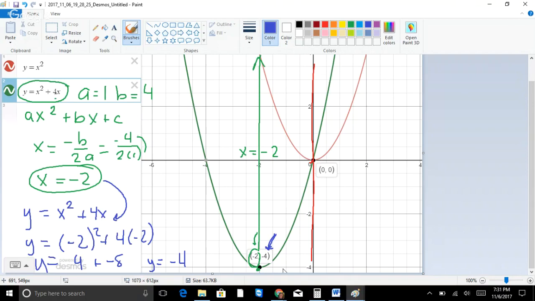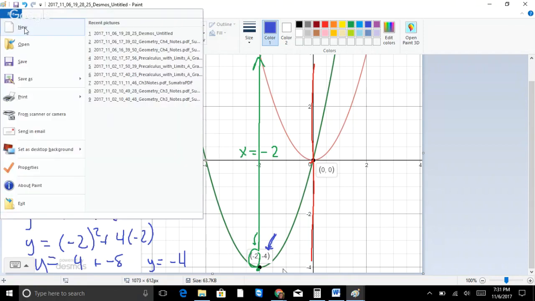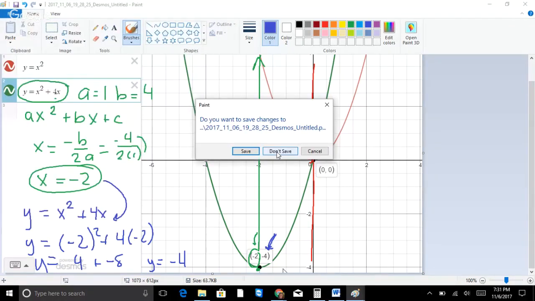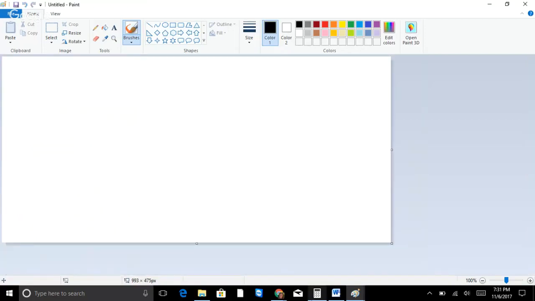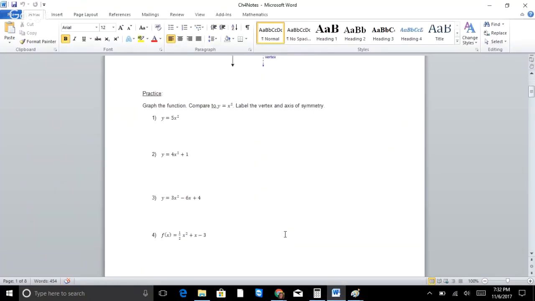Okay, so I have a couple examples on the page. We're going to go through them pretty quickly because I think you guys will be able to catch on really fast, and then you'll be on your way to graphing quadratic equations. So let's clear that off and pop back over to your notes here. We have: graph the function, compare it to y equals x squared, label the vertex and the axis of symmetry. So this is pretty easy stuff.